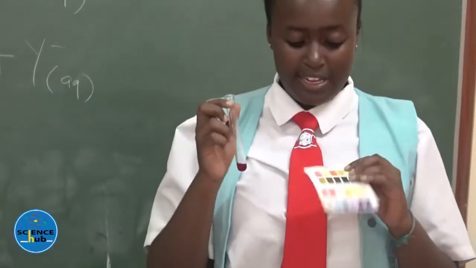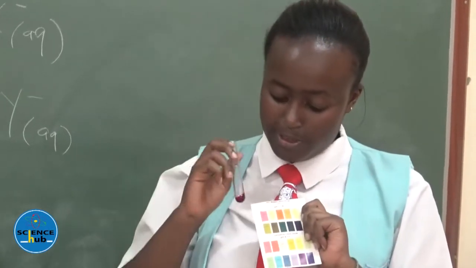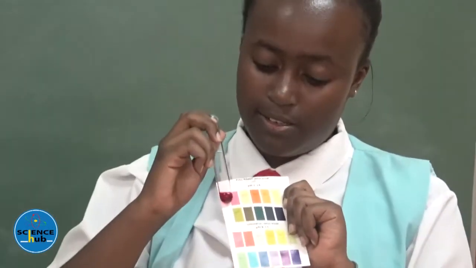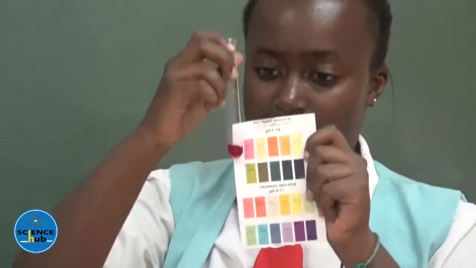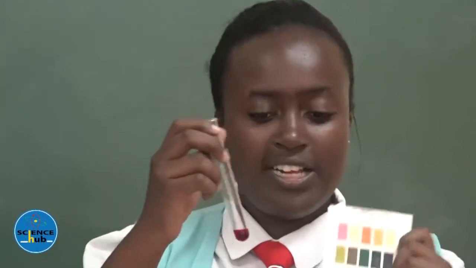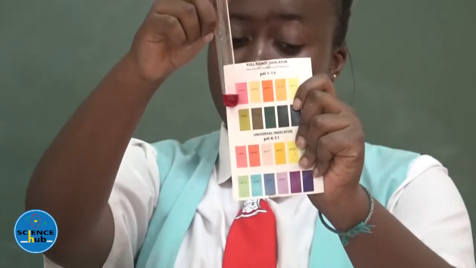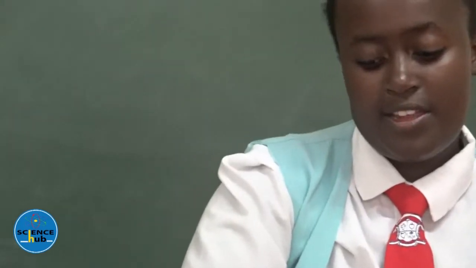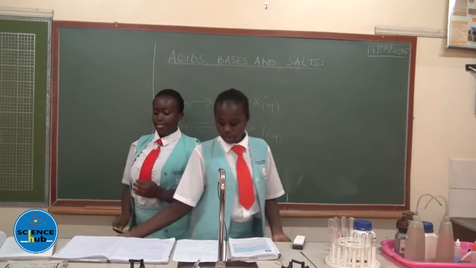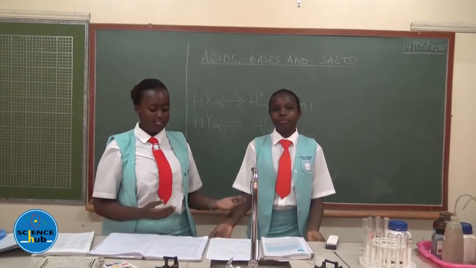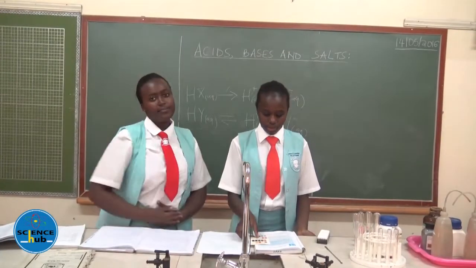We're going to compare it to the colors on this pH chart. First of all, we'll put it on the first color, which is pH 1. As you can see, the colors correspond. So this tells us that this acid has a pH value of 1. The next acid is sulfuric acid, and she's going to show us the pH value of the sulfuric acid.